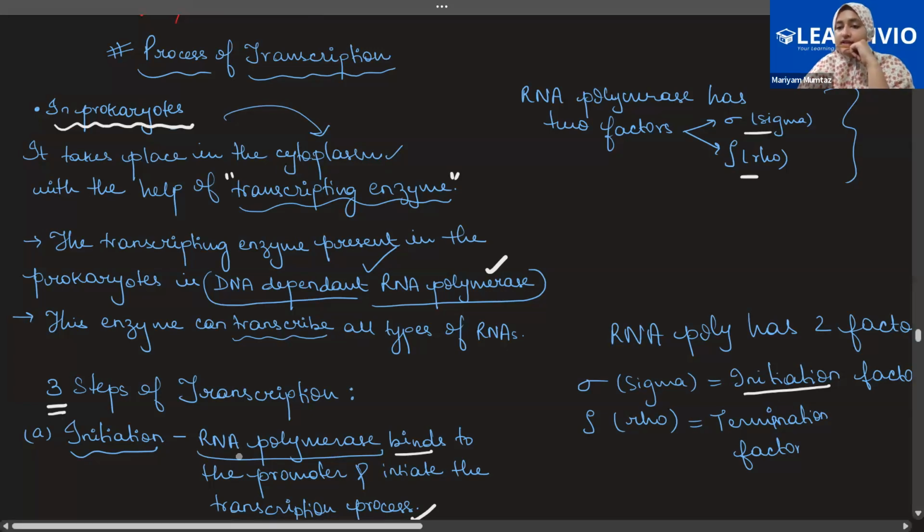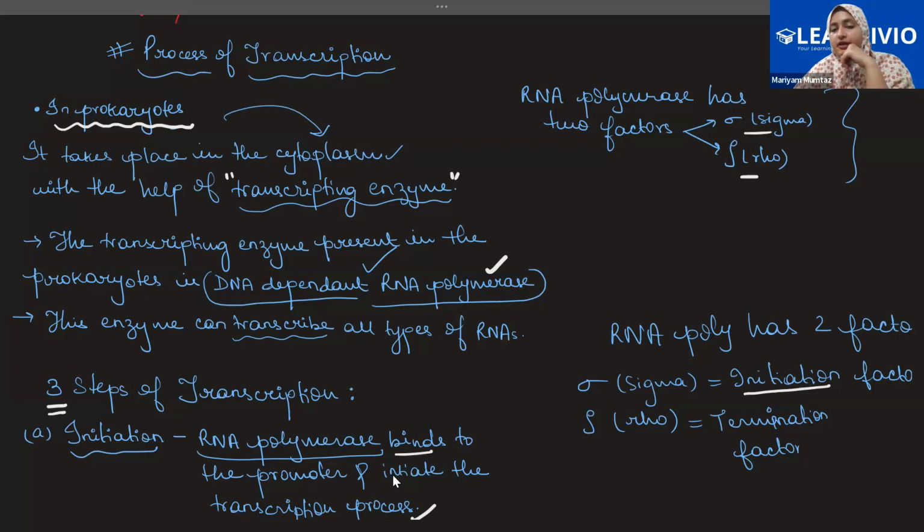Whereas in the eukaryotic cell, where does it take place? The process of transcription in eukaryotes takes place where? Nucleus, yes, nucleus. But in the case of prokaryotes, it takes place in the cytoplasm. The process of translation takes place in the cytoplasm of eukaryotes as well.